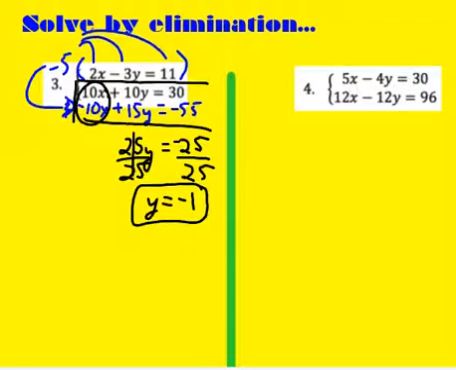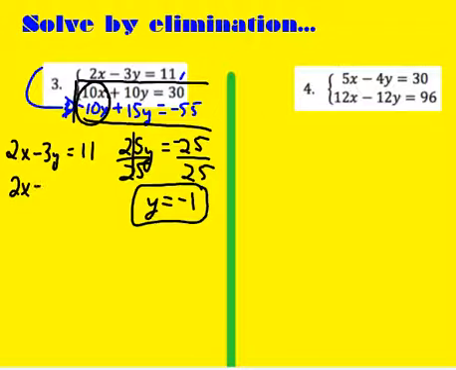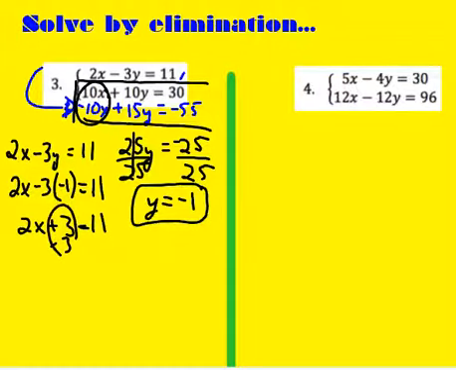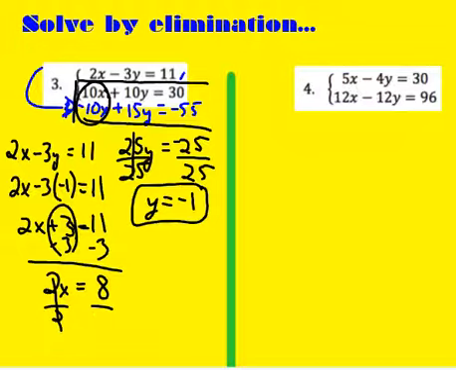Now the other piece, I would say that this top row had the smaller value. So if I got rid of that, I would probably rewrite 2x minus 3y equals 11. 2x minus 3 times -1 equals 11. Alright, so I'd have 2x plus 3 equals 11, minus 3, minus 3. 2x equals 8, and I divide both by 2.